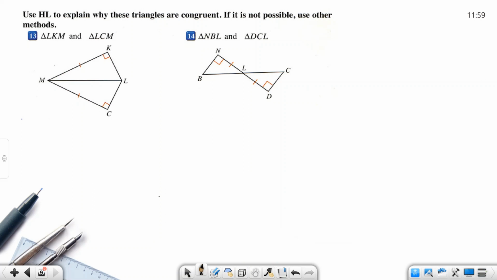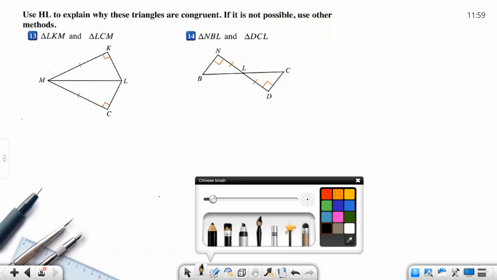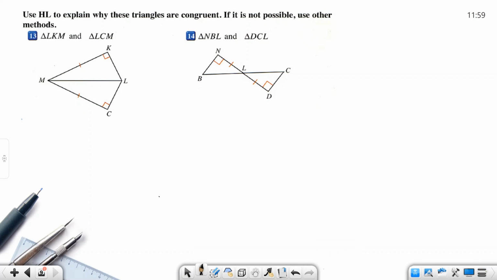It says use any possible method to explain if the triangles are congruent or not. If you know what kind of possible method we can use here. As you see, this is a leg and there's a 90 degrees. So opposite of 90 degrees we have the hypotenuse. So here ML is the hypotenuse. It's common, of course. This is ML, the common hypotenuse for both. So this is our edge.